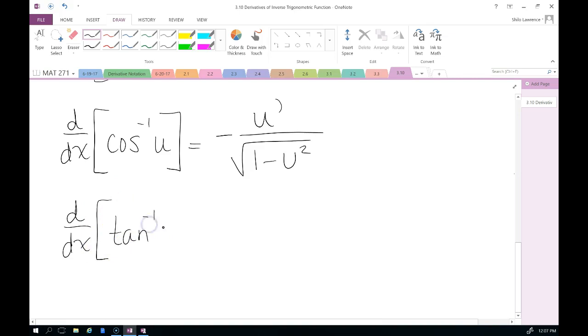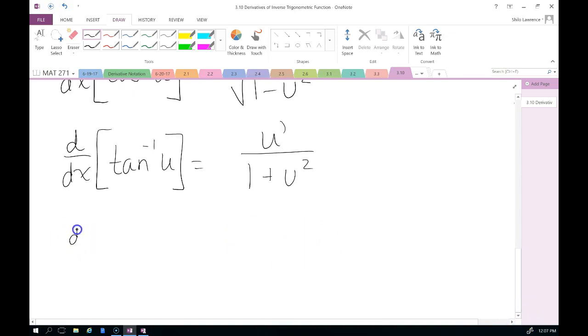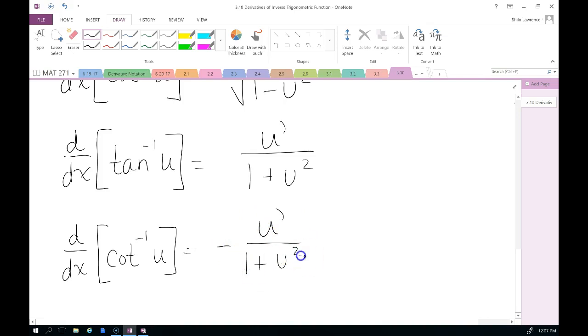For tan inverse, the derivative is u prime over 1 plus u squared. The derivative for cotangent inverse is exactly the same, but negative: negative u prime over 1 plus u squared.